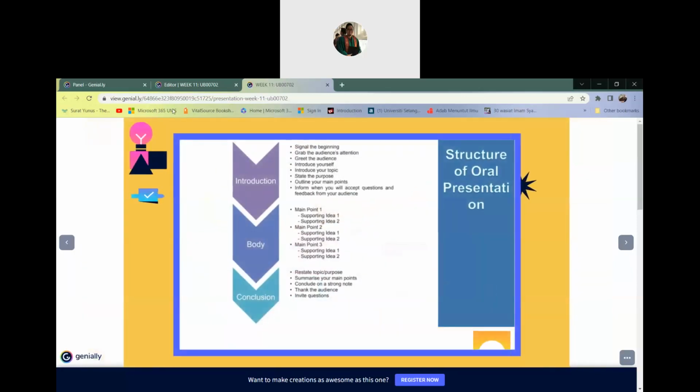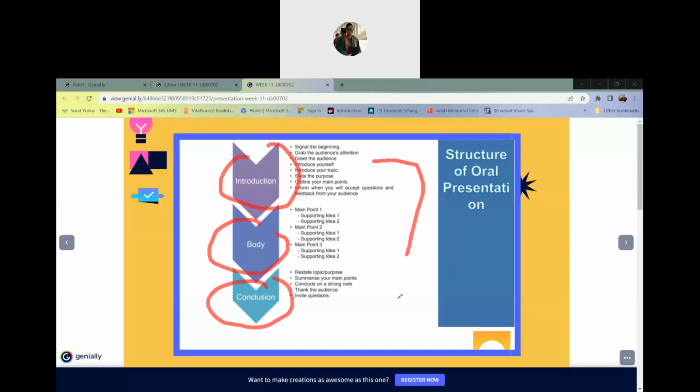So this is basically the structure of an oral presentation. For the structure of an oral presentation, normally we have an intro, then we have the body, and we have a conclusion. So it's the same as an essay, right? But it's in the form of speaking. So I think I've basically explained how you can structure your presentation.